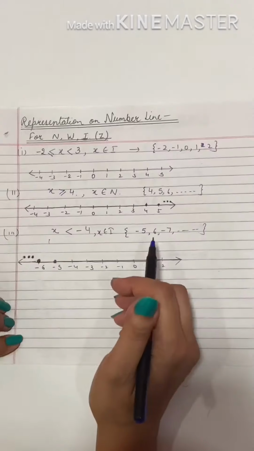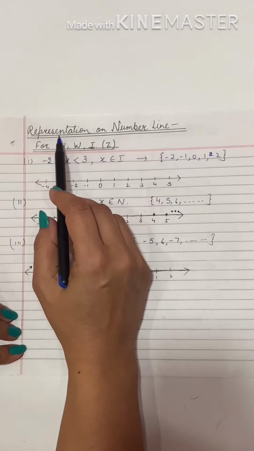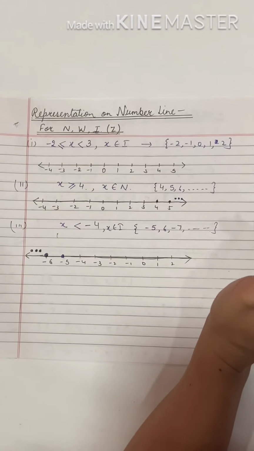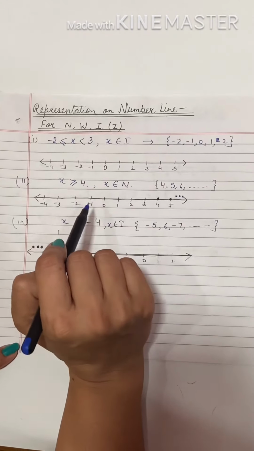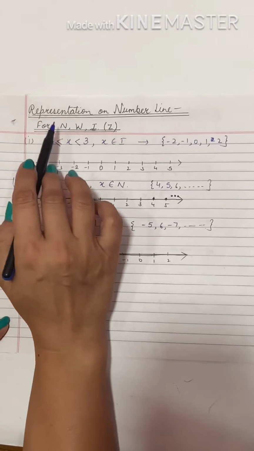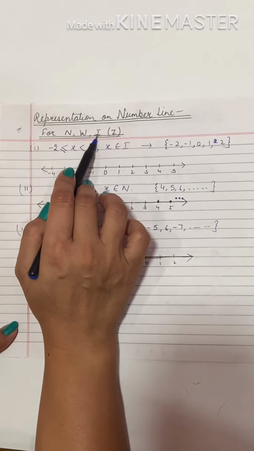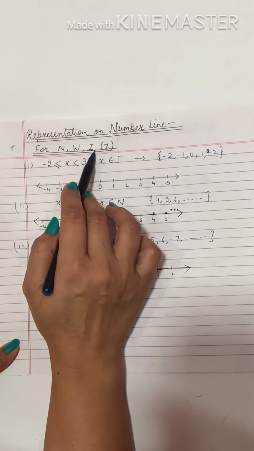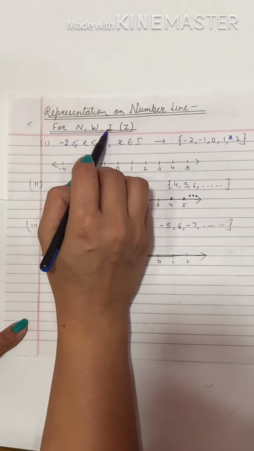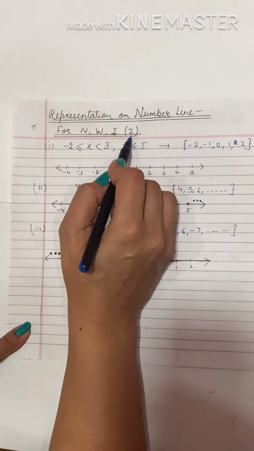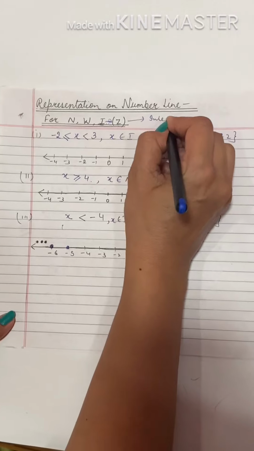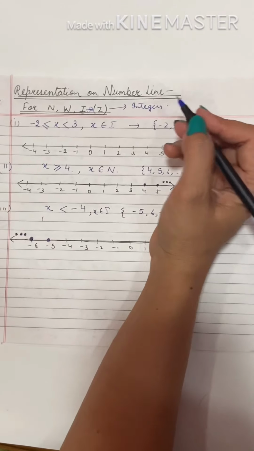Next we are having the representation on number line. In case of inequation, whatever the solution we are going to get, we will have to represent it on the number line also. For natural number, whole number and integers, the representation is same. So that's why I have taken these three together. Here I is representing the set of integers. Even if Z is written, it is also the set of integers. Z is also representing the set of integers only. Now let's take an example.